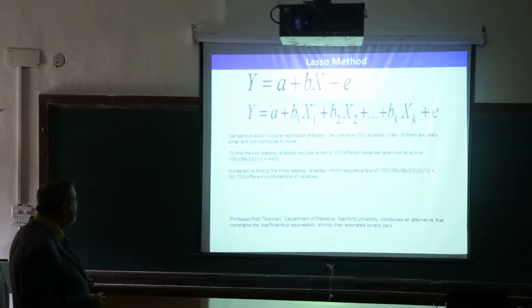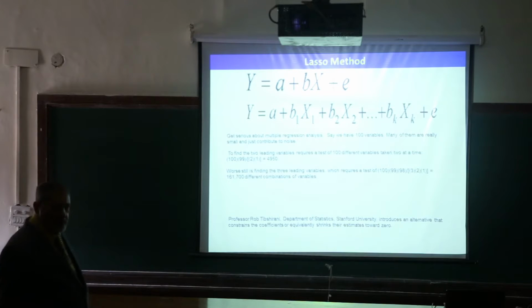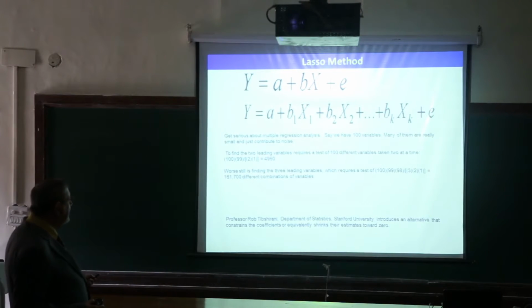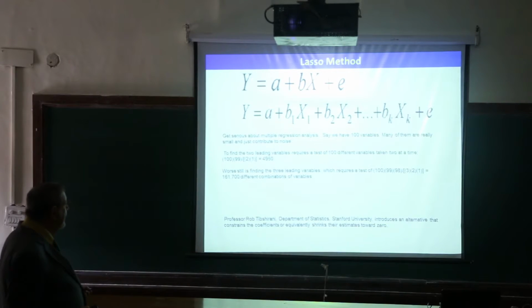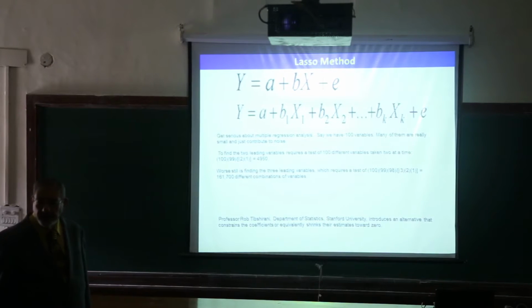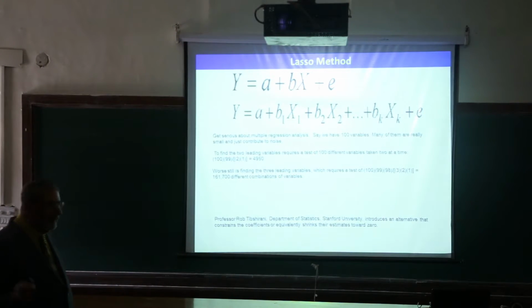Okay? To find the two leading variables means you need to test 100 things taken two at a time. You know how to do that math, I hope. Okay, so that's 4,950 tests. If you want, however, to find the three leading variables, you're soon getting towards astronomical numbers of tests. You don't want to do it this way at all. This is not the way to proceed, okay?